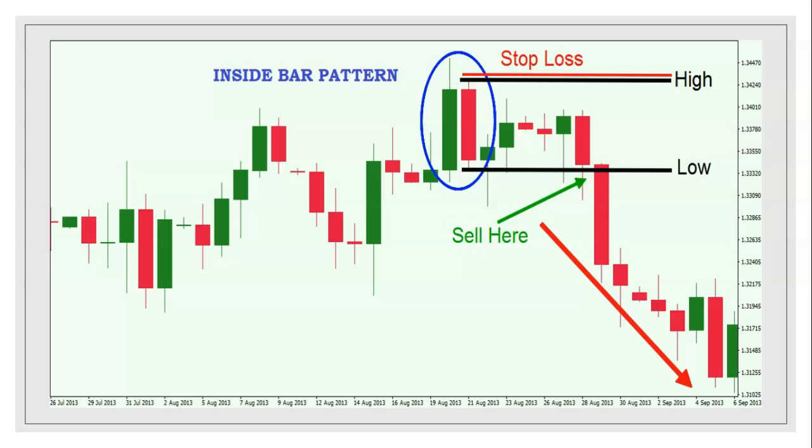Now we have this image. Just take a look at this.